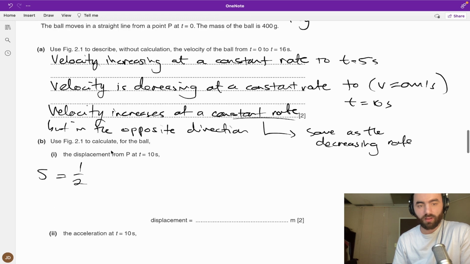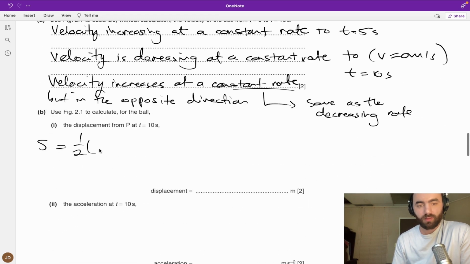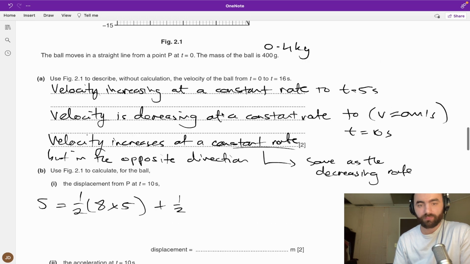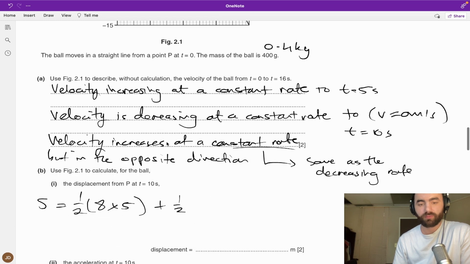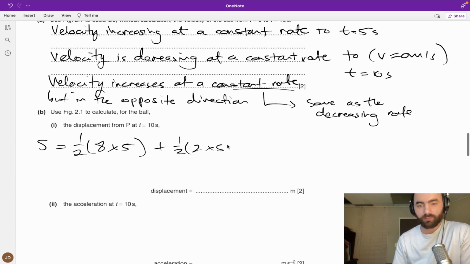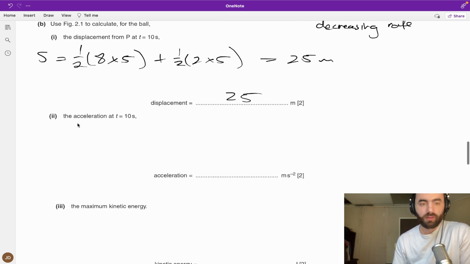It's going to be half base, which is 8, times height, which is 5, plus half base, which in this case is 2, times height, which is 5. So 4 times 5 is 20, plus 5. It's going to be 25 meters. The acceleration at t equals 10 seconds.